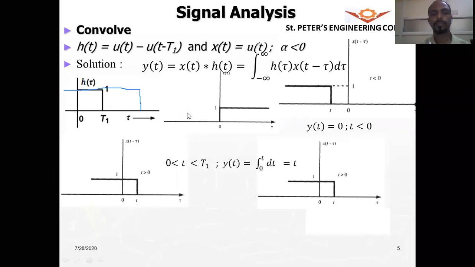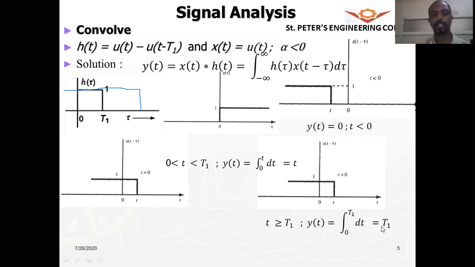Therefore, what we get is the output for t greater than or equal to t1. At t equals t1, there is a complete overlap. When t is at this end on t1, there is still complete overlap. When t is less than t1 only, it is partial overlap. When t is equal to t1 or greater than t1, there is complete overlap of the h of tau signal by the x of t minus tau signal. So in that region, the integral limits will be 0 to t1 dt. So it will be equal to t1.